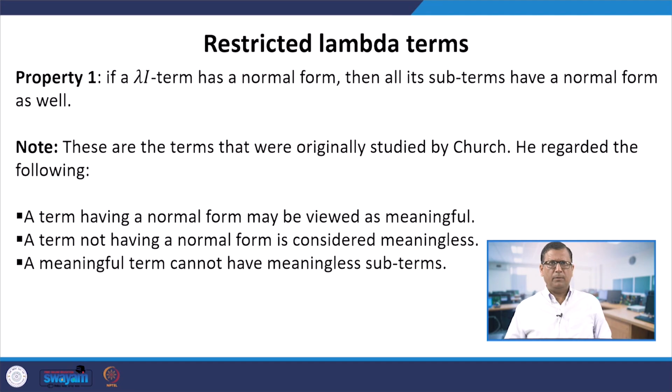Now the lambda I term has a nice property: if a lambda I term has a normal form, then all its subterms have a normal form as well. And interestingly, these are the terms that were originally studied by Church. He regarded a term having a normal form as meaningful, and a term not having a normal form as meaningless. Thus, a meaningful term cannot have meaningless subterms.